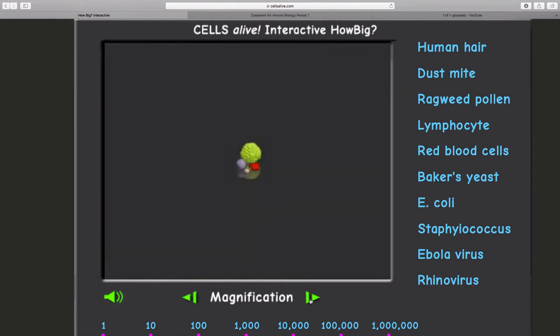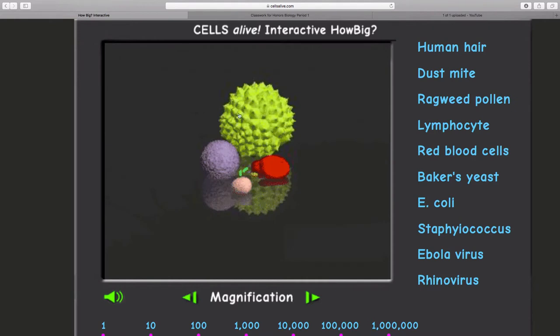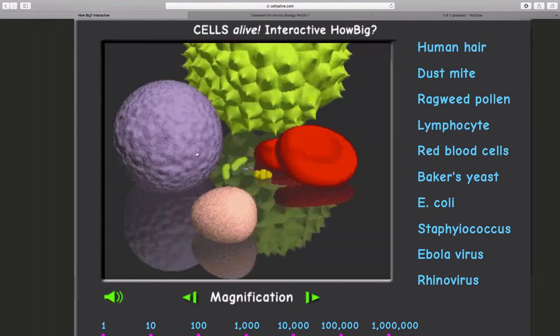As we zoom in, we see this big yellow thing. This is pollen. Here is a white blood cell. Here's a red blood cell. Here's yeast. We zoom in a little closer. We can actually see how big bacteria are compared to our cells. So these would be like our cells right here: white blood cell, red blood cell. Here's a bacillus-shaped bacteria. Here's a coccus-shaped bacteria here.